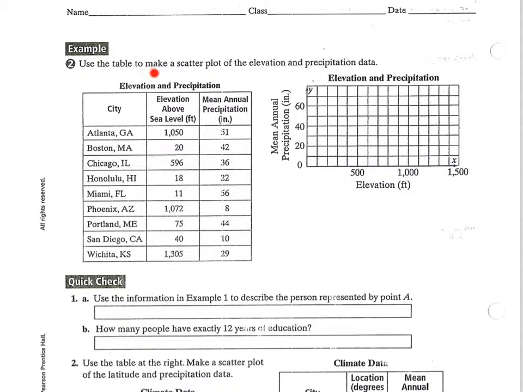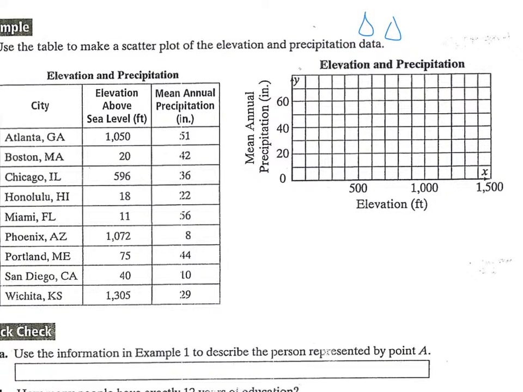Okay, use the table to make a scatter plot of the elevation and precipitation data. Precipitation means how much snow or rain falls in a year. Annual means a year. Elevation means how high you are above sea level. For each of these points, we're going to graph them. We already have the scale made. The scale means how much you are going up by. We've already marked off 500 right here, so this mark has to be 100, this mark has to be 200, etc.